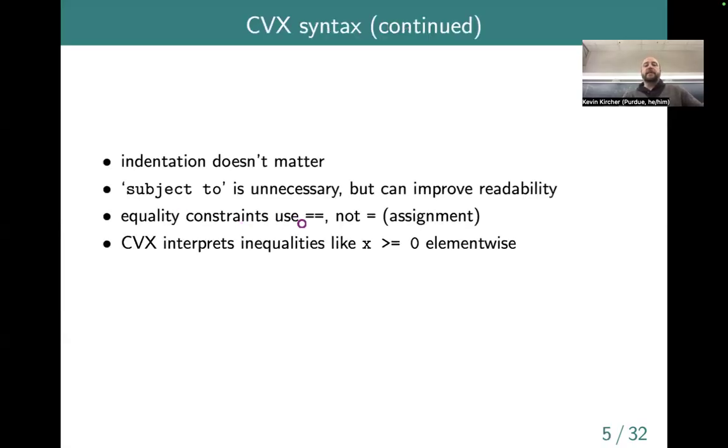One thing that often trips up new users of CVX is that constraints use a double equal sign, which is the check for equality of two things in MATLAB, not a single equal sign, which is assignment in MATLAB. That would say, take this number and store it in some variable. And constraints like x non-negative are interpreted element-wise. So if x is a vector of, say, 1,000,000 decision variables, this would mean that each of those elements of x has to be non-negative.